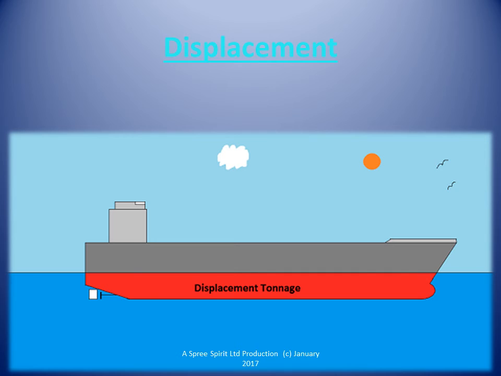A ship floats when the force of gravity acting on it is balanced by the force of buoyancy created by the displacement of the water. The weight of the water displaced is equal to the weight of the ship. The weight of the ship is often referred to as displacement.